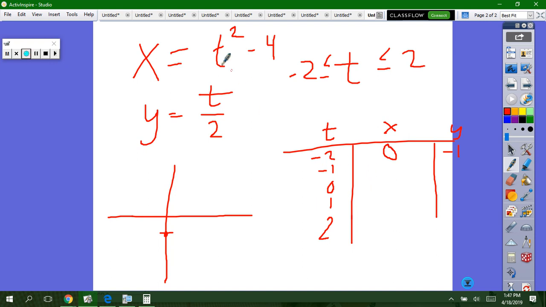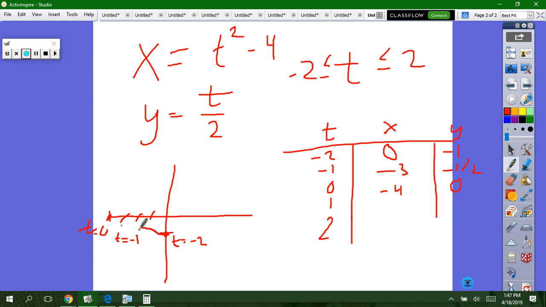Okay. -1. -1 squared is 1. 1 minus 4 is -3. Plug in this one, it's -1/2. So I might want to put t equals -1 here because I want to talk about the direction again. This is t equals -2. Okay. Plug in 0. 0 squared is 0. 0 minus 4 is -4. 0 divided by 2 is 0. So that's right here. That's when t is 0.